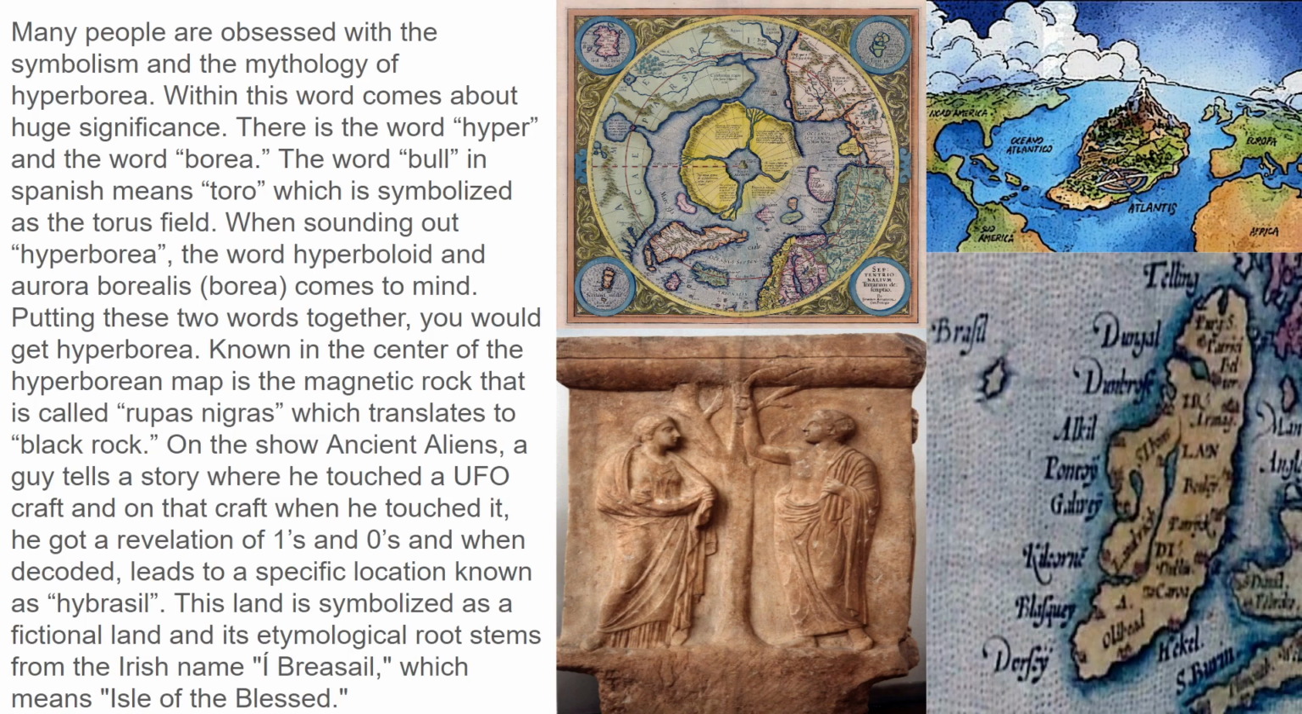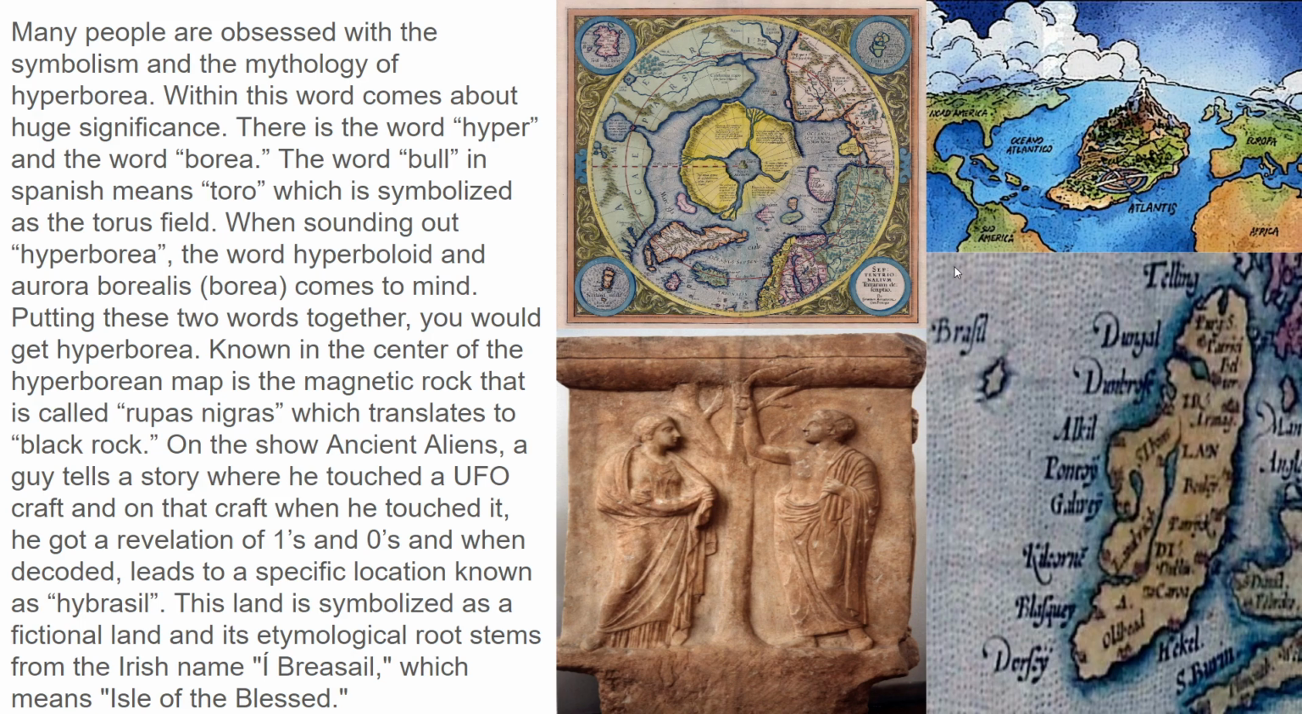All right. So many people are obsessed with the symbolism and the mythology of Hyperborea. Within this word comes about huge significance. There is the word hyper and the word borea. The word bull in Spanish, toro, is symbolized as the torus field, and I went over that in a previous slide. When sounding out Hyperborea, the words hyperboloid and aurora borealis come to mind. Putting these two words together, you would get Hyperborea. Known in the center of the Hyperborean map is the magnetic rock that is called Rupes Nigra, which translates to black rock, right here.